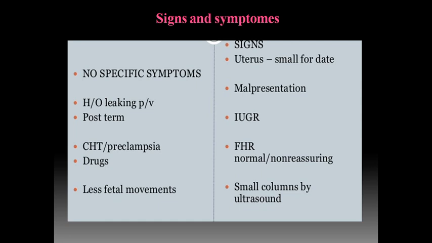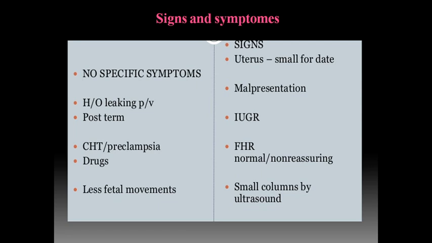Okay, pervaginal leaking. If you are gathering the history, then through the history we will come to know if the mother is having preeclampsia, hypertension, certain drug usage, or less fetal movements. These are the symptoms. Next, moving on to the signs, what we can observe: the uterus will be small for the date, small for the gestational age.